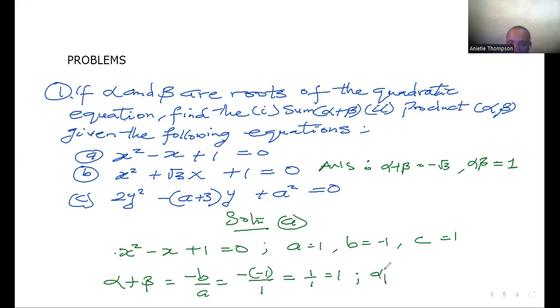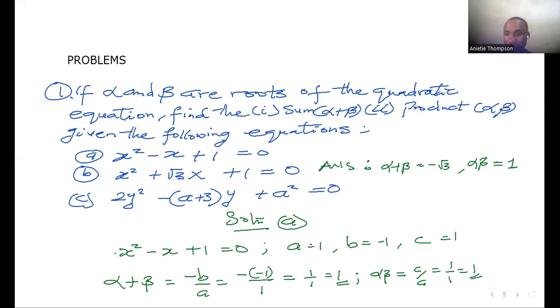Similarly, product of roots, alpha beta, equals C all over A, and the C is 1, and the A is 1, and the result is 1. Meaning that the sum of the roots is equal to 1, and the product of the roots is equal to 1. All right. Let's continue.